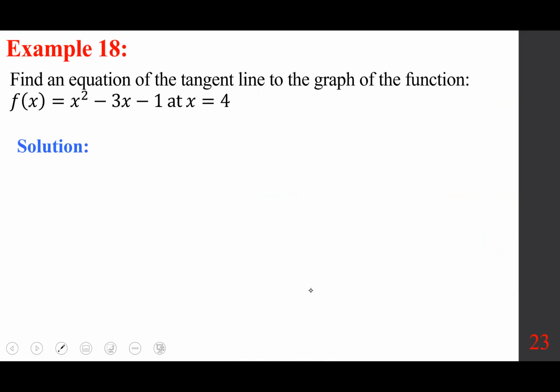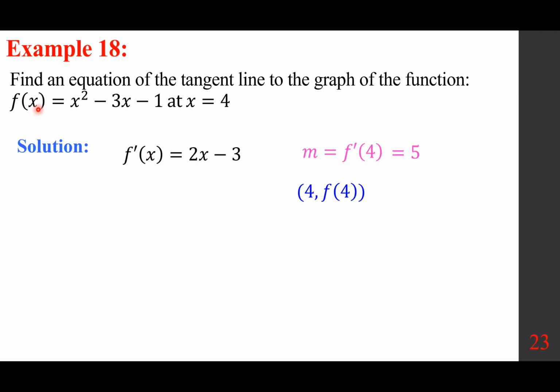Want to find an equation of a tangent line to the graph of this function at x equals 4. We need 2 things. We need a pair, and we need the slope. So let's differentiate to find f prime of x, which is 2x minus 3. The slope would be f prime at 4, which means 2 times 4, 8 minus 3 equals 5. And the pair would have coordinates 4 and plug into f of x.